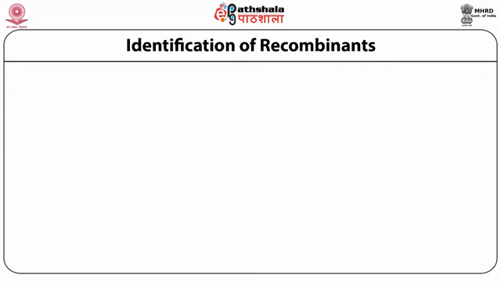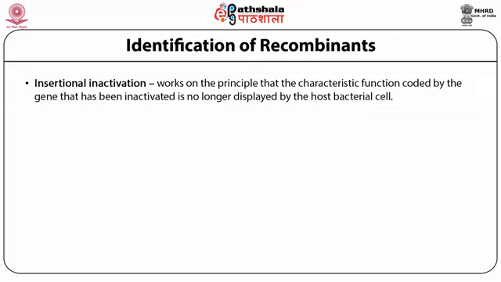Identification of recombinants. Insertional inactivation is the most common way to identify the correct recombinant molecule. First one is insertional inactivation. It works on the principle that the characteristic function coded by the gene that has been inactivated is no longer displayed by the host bacterial cells. In other words, once a gene is interrupted, the gene gets inactivated and its phenotype is not displayed anymore in the bacterial cells which receive this plasmid.